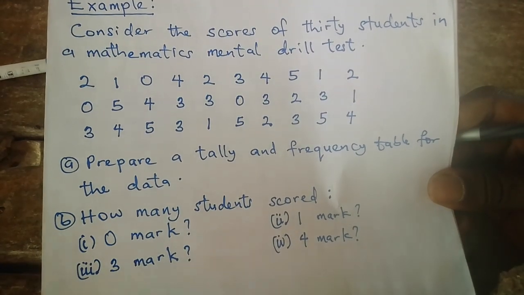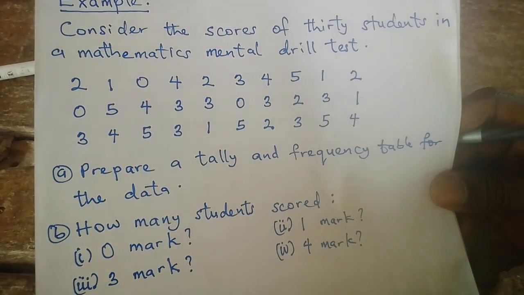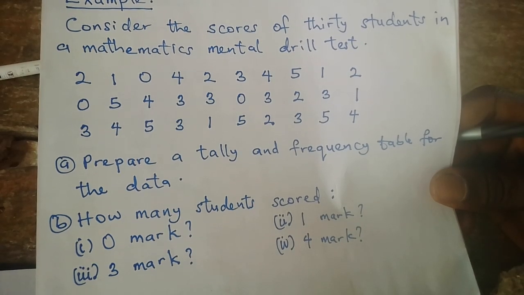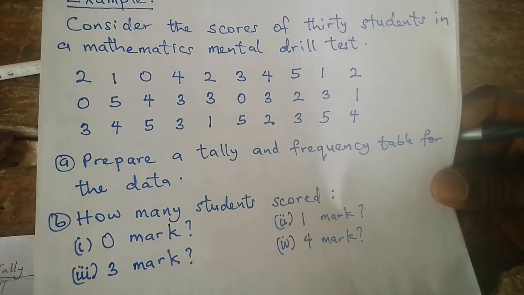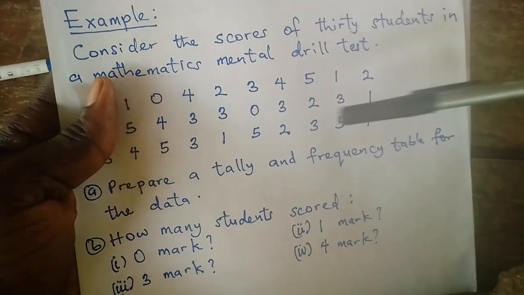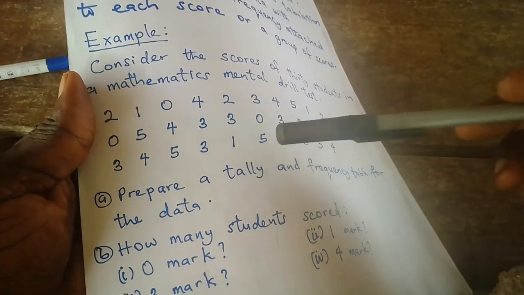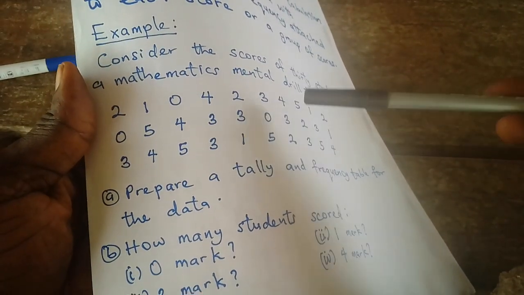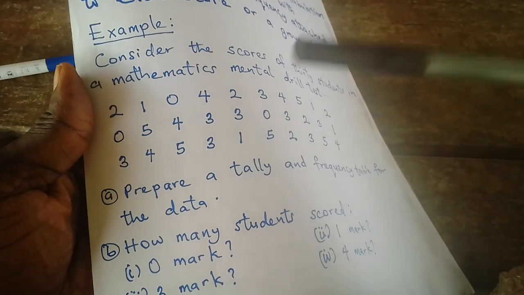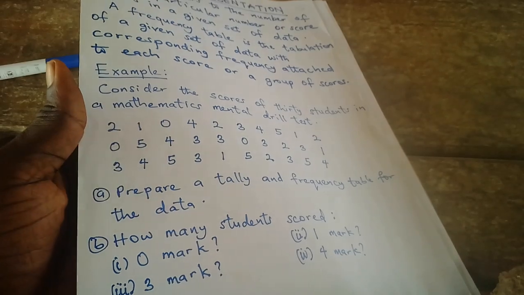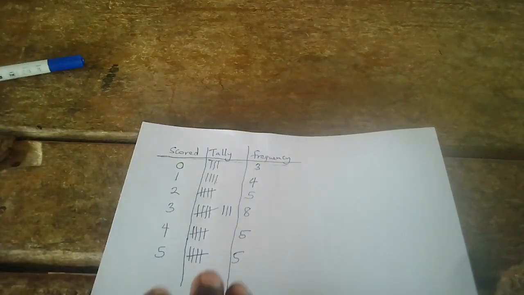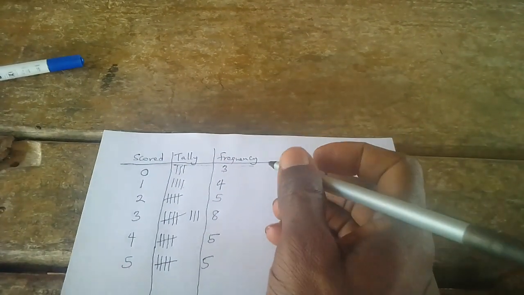Then the second part says, how many students scored 0, 1 mark, 3 marks, and 4 marks? If we are just to use this particular information, it will take us time to be counting those that scored 0, those that scored 1, those that scored 2. If we want to get all this information at a glimpse, we need to present it on a table. This is the reason why we are going to use the frequency distribution table to present our information.